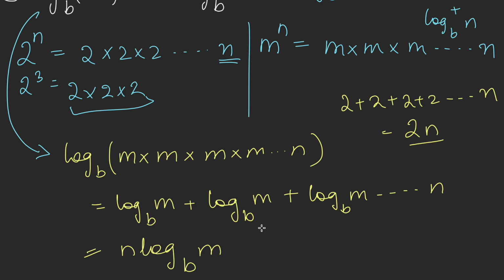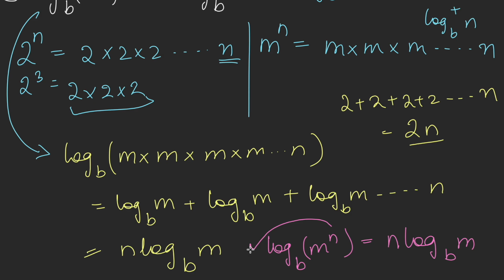So you may note it again. If I have a logarithm which is log b m to the power n, it can be written as n log b m. So the power comes in front of the logarithm and gets multiplied with the entire log.